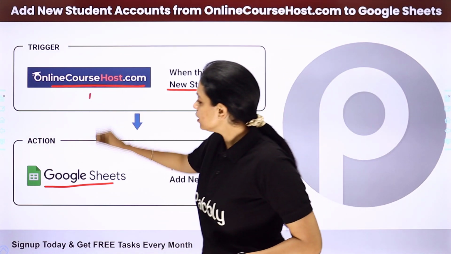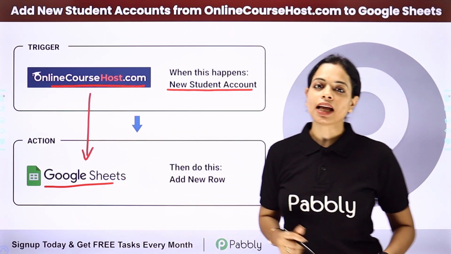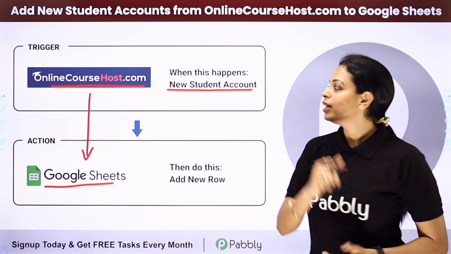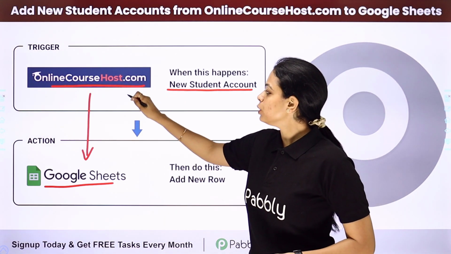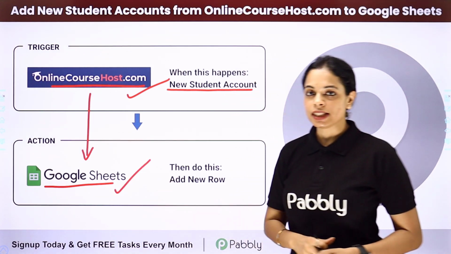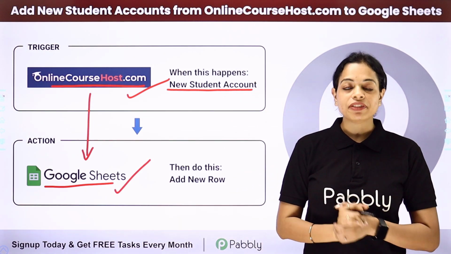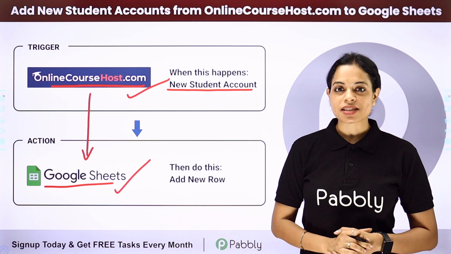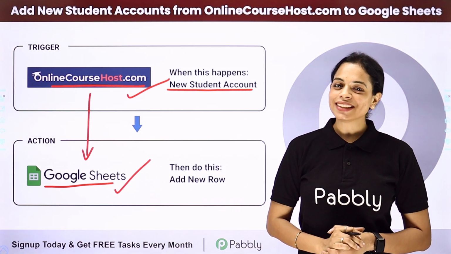For this, you will have to integrate the two applications, and the same thing can be done using Pabbly Connect software. So here your trigger application will be onlinecoursehost.com and your action application will be Google Sheets. Now, how can you integrate and automate this entire process yourself? To understand that, let me take you to my screen.